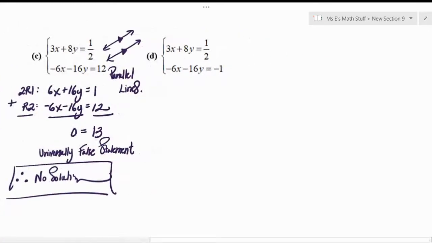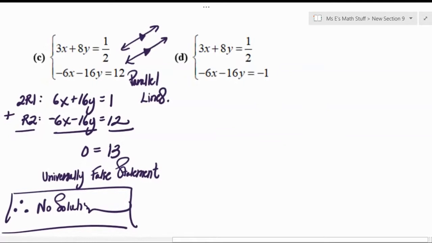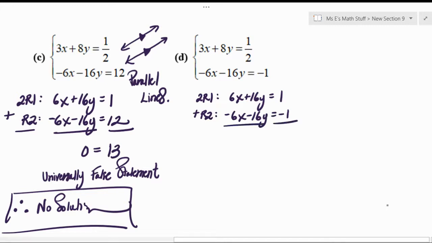Okay, part D, let's look at this one. Part D is very similar to part C. I almost copied it. But there was this one subtle difference. So when you go about your work on part D, maybe you do 2 times row 1. You'd get 6x plus 16y equals 1. And then when you add row 2, this time you don't get a universally false statement. You get a universally true statement.